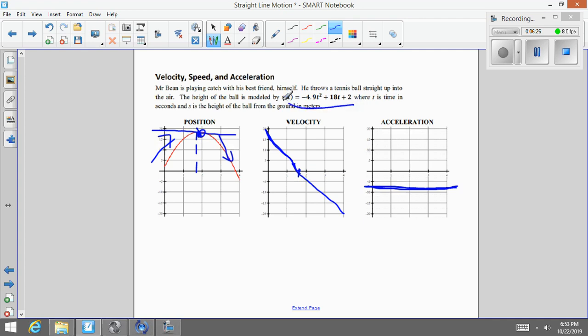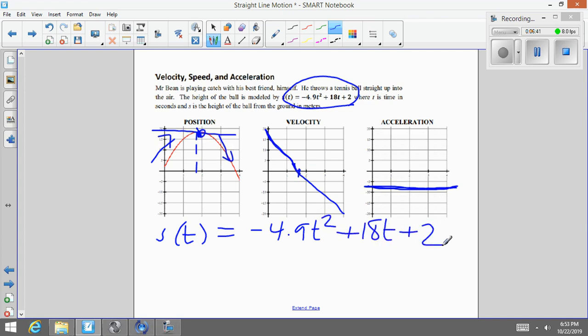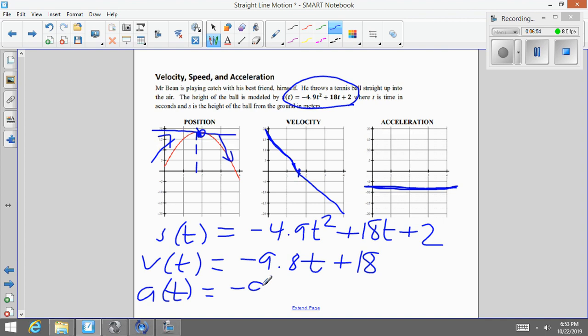Now, don't forget that we were given the equation, so we could also find these equations algebraically. If this is my position function, then to find the velocity, I would just find the derivative, and I would get negative 9.8t plus 18. And then to find acceleration, I'll just find the derivative again, and I get negative 9.8. So now you can also relate the equations to the graphs of position, velocity, acceleration.